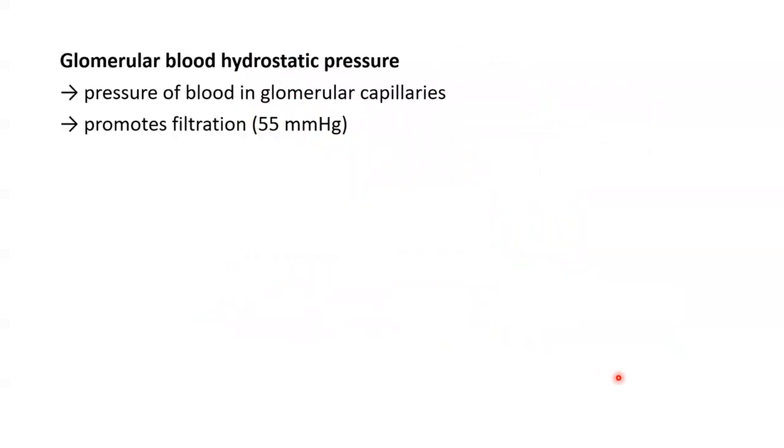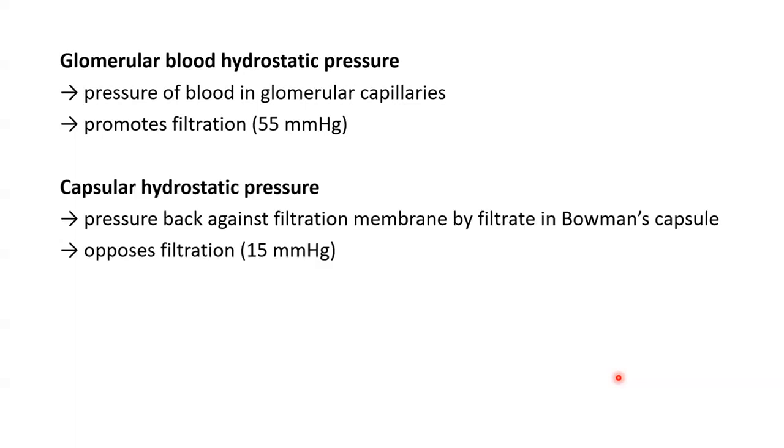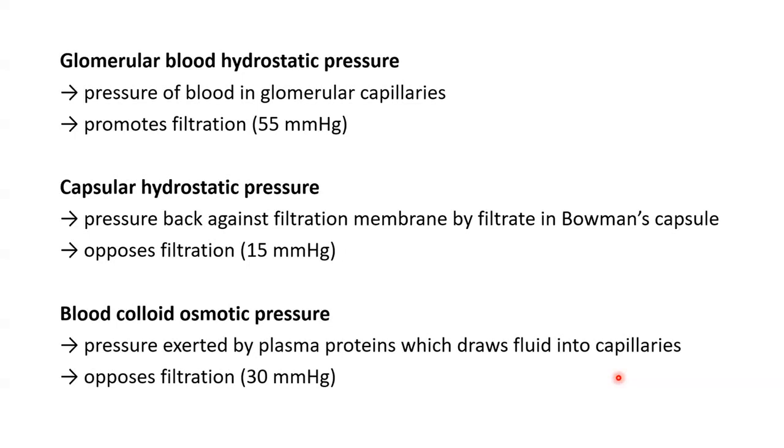So recapping those three pressures for you, we have our glomerular blood hydrostatic pressure. That was the pressure of the blood inside the glomerular capillaries. It promotes filtration by pushing the water and the solutes through that filtration membrane. We have the capsular hydrostatic pressure. So this is the pressure back against the filtration membrane by the filtrate, or the fluid that's already stored in the Bowman's capsule. And then we have our blood colloid osmotic pressure, which is the pressure exerted by the proteins within the glomerulus, which act to draw fluid back into the capillaries. So this also opposes our filtration.